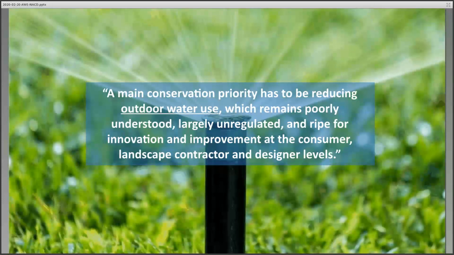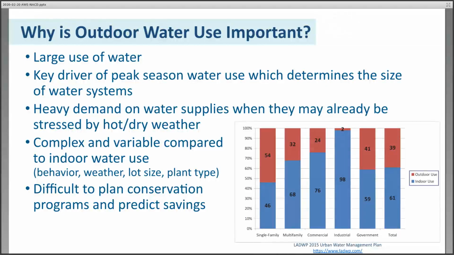We feel outdoor water use is just ripe for innovation and improvement, and that's for us, the consumers, when we're at our homes using water, but also the landscape contractors out there and designers, so that we can create more of an efficiency mindset. And I just want to say, when I'm talking about outdoor water use and irrigation today, I'm not talking about agriculture and agricultural water use. I'm talking about how we, at our homes and businesses, irrigate our lawns and yards, and how we use water on a day-to-day basis.